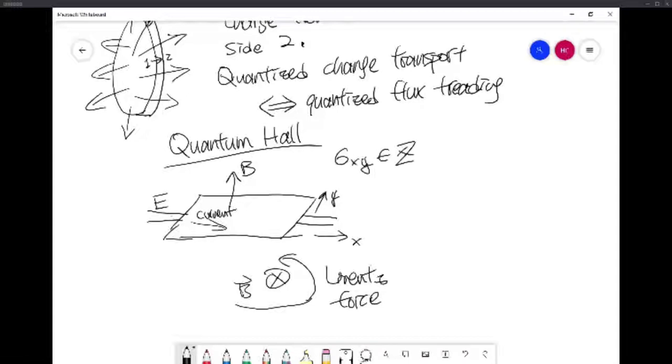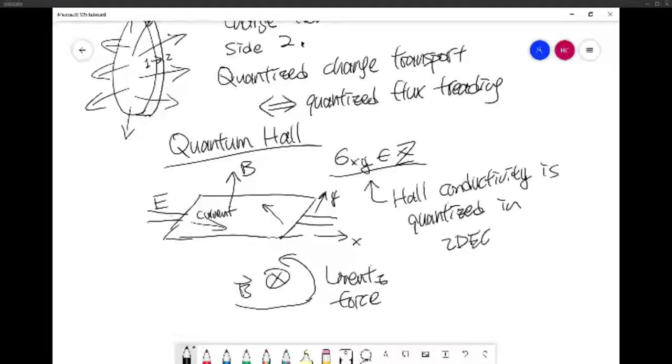But classically, there's nothing that says that your charge transport has to be quantized, right? It doesn't say that your current has to be an integer multiple of something, or your conductivity has to be an integral multiple of something. But in the quantum sense, in what we just talked about, the Aharonov-Bohm effect and the Laughlin flux threading argument, all of that implies that you have a quantized charge transport and hence a quantized Hall conductivity, which is the off-diagonal Hall conductivity. So Hall conductivity is quantized in a 2DEG. So what's a 2DEG? It's a two-dimensional electron gas.